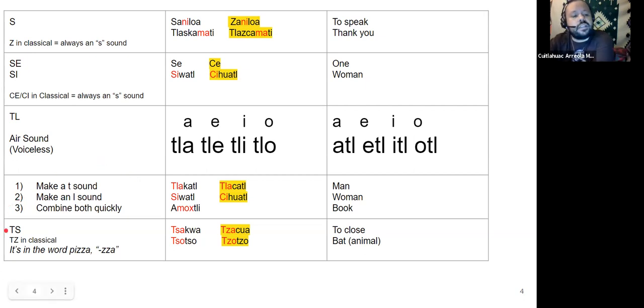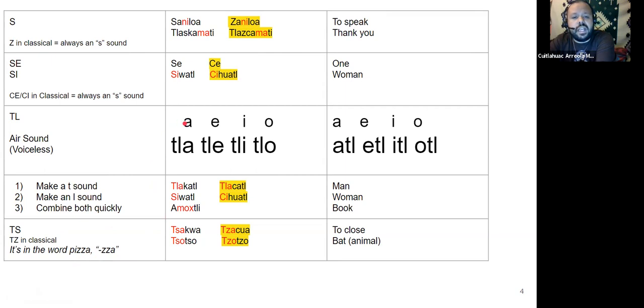The next sound is a TS sound, right? So it's similar, but with an S. You'll see this TZ in classical. Again, the Z is always pronounced as an S, never a Z sound in English, never. I know this is not an English word, but it's in this word, right? So pronounce this word for me right now. Right, so it's pizza. So tsa. So just the second syllable, tsa, tsa.